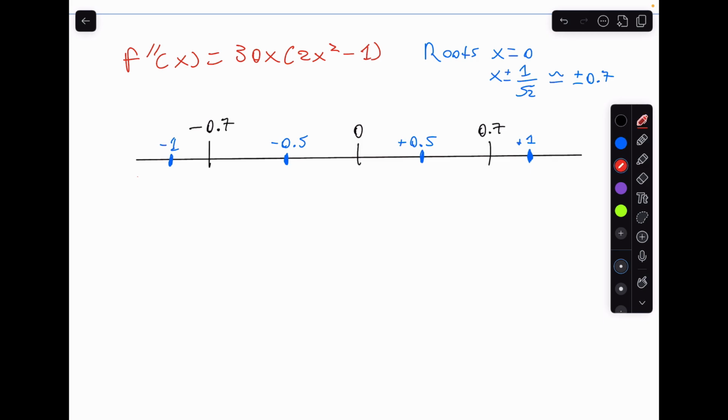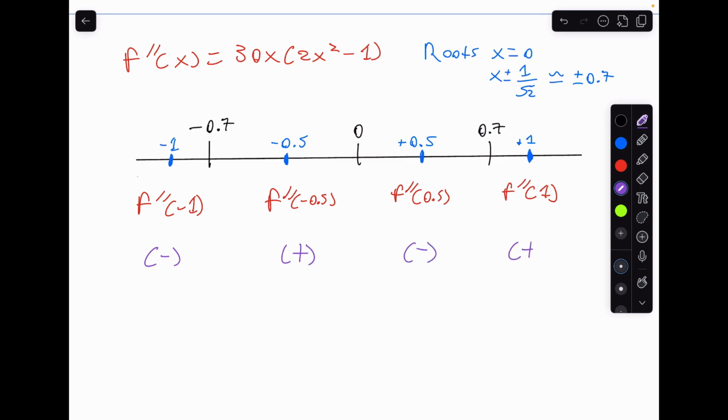So now let's input our test numbers into f double prime. On this interval, we're getting f double prime of negative 1. Then we need f double prime of negative 0.5. Then f double prime of positive 0.5 and positive 1. Computing this, I get a negative for f double prime of negative 1. Then I get a positive for this one, negative for this one, and a positive for this one.